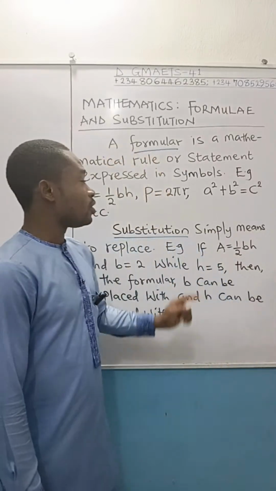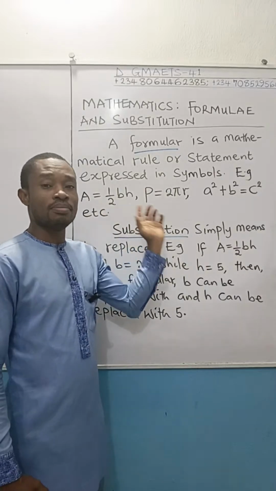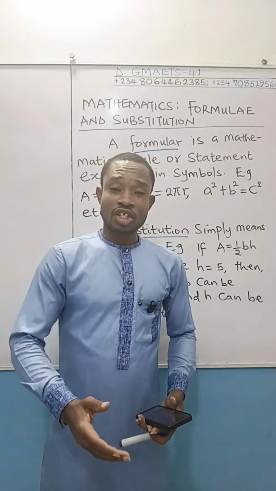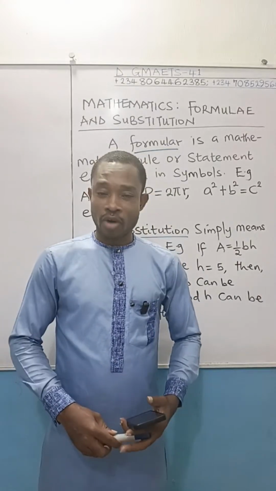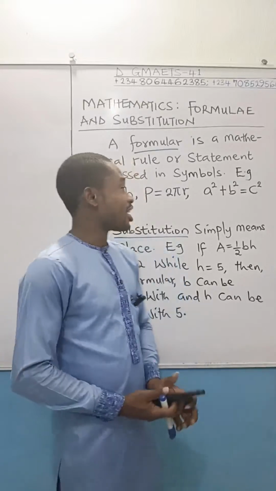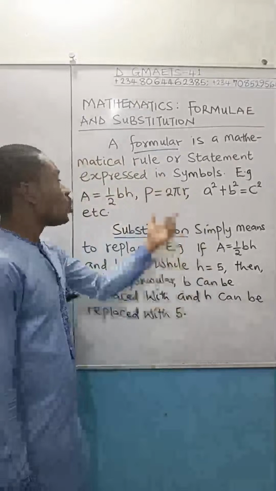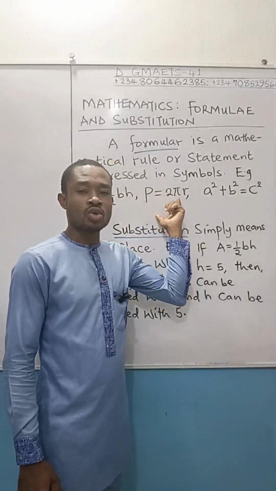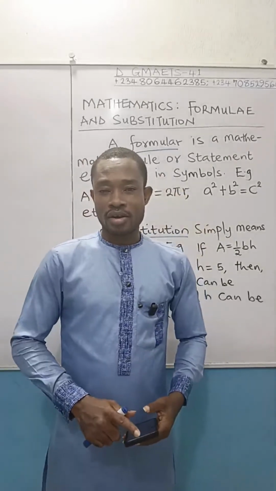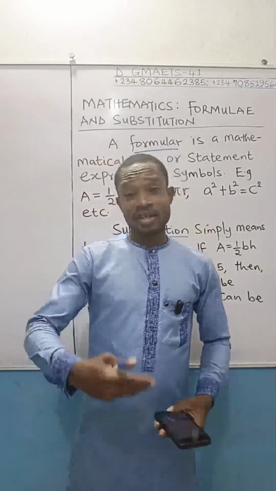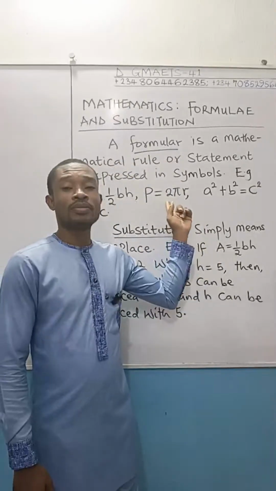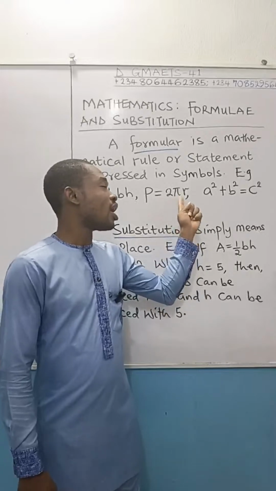Now you see that we used symbols to represent the formula. And that gives us the definition of what a formula is. Simply a mathematical rule or statement expressed in what? In symbols. We have this one, P equal to 2 pi r. Once again, it is possible that either all of you or some of you may have seen this formula before.